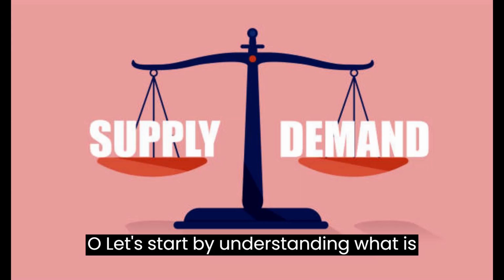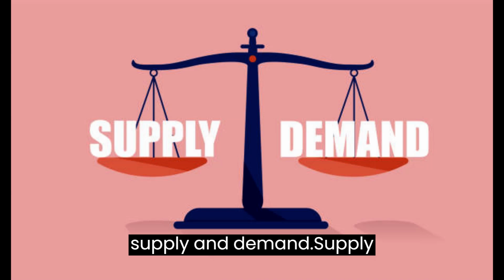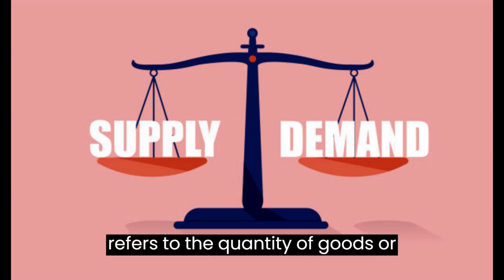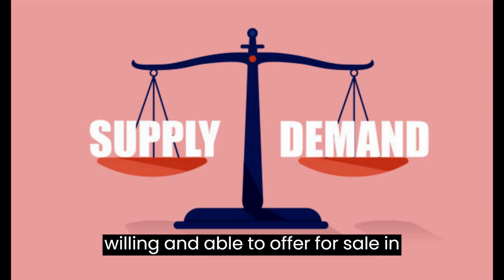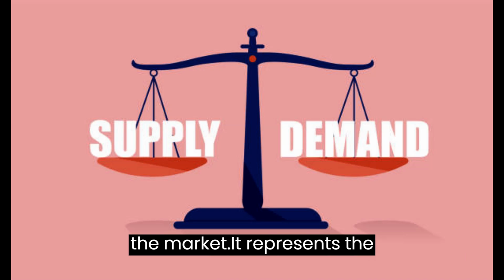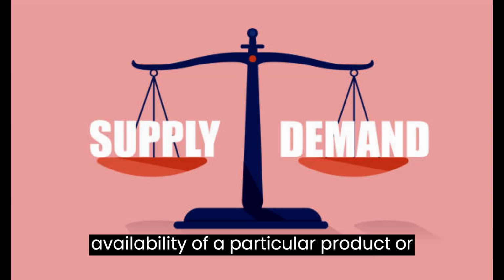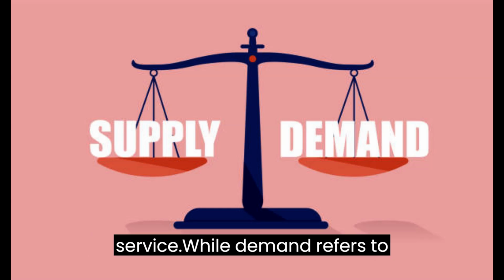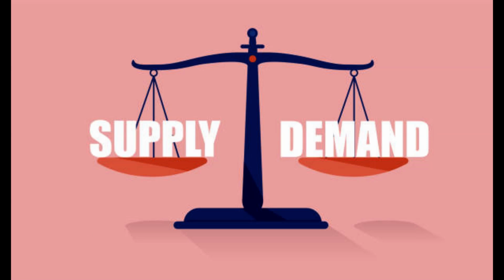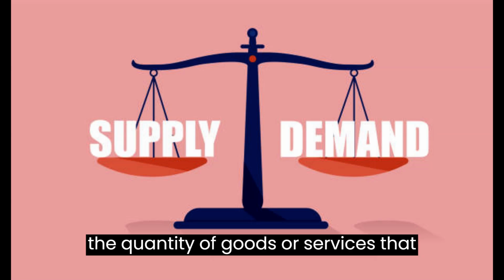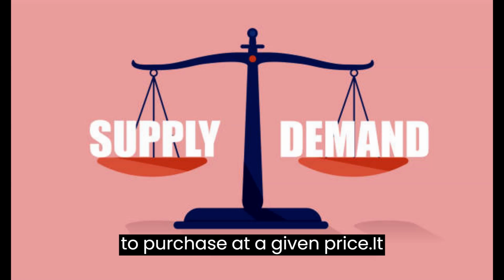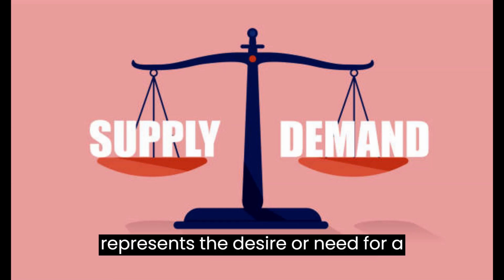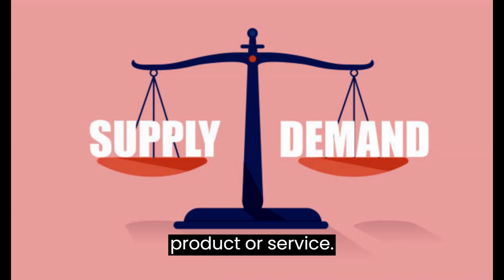So let's start by understanding what is supply and demand. Supply refers to the quantity of goods or services that producers or suppliers are willing and able to offer for sale in the market. It represents the availability of a particular product or service. While demand refers to the quantity of goods or services that consumers or buyers are willing and able to purchase at a given price. It represents the desire or need for a product or service.